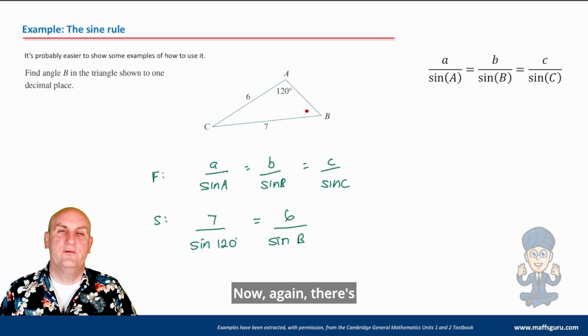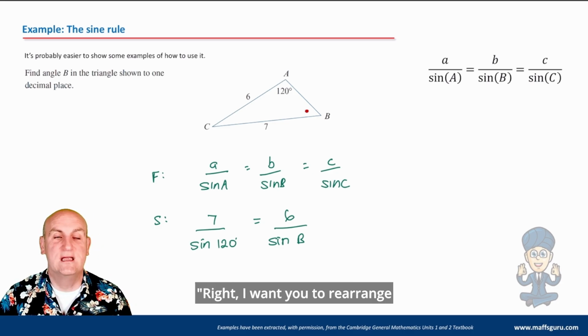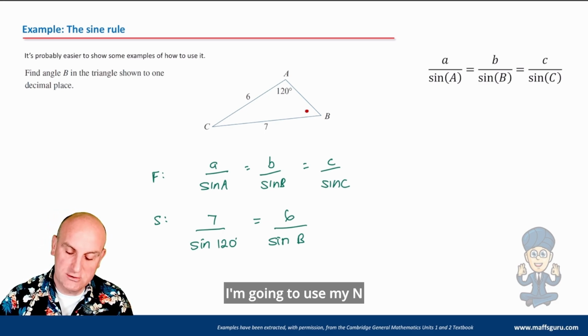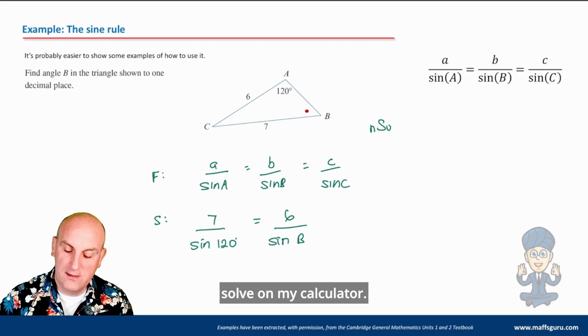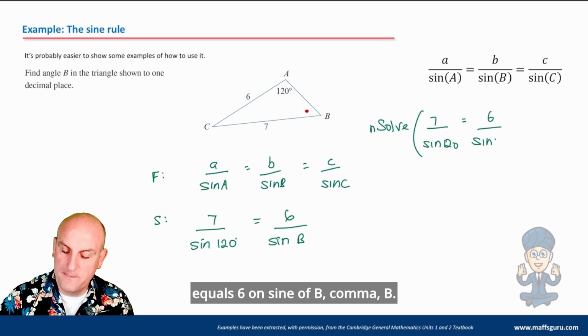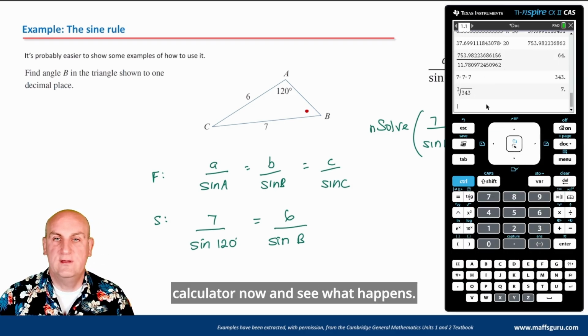Now, again, there's lots of ways of doing this. Some of your teachers may say, right, I want you to rearrange it and do it the hard way. I'm not going to do that. I'm going to use NSolve on my calculator. So NSolve in brackets, 7 over sine 120 equals 6 over sine of B, comma, B. All right, that's what I've written out. So let's fire up my calculator now and see what happens.